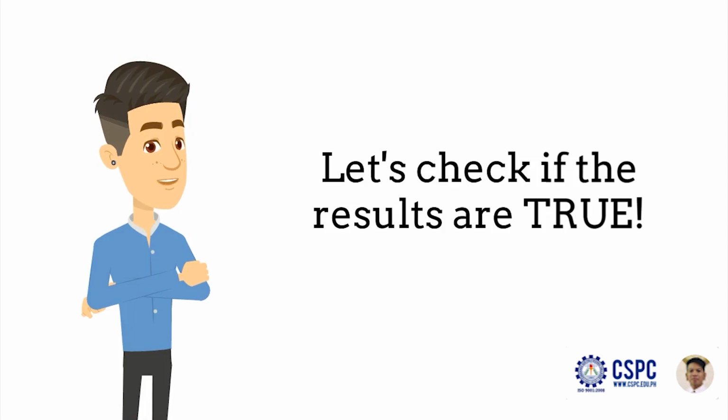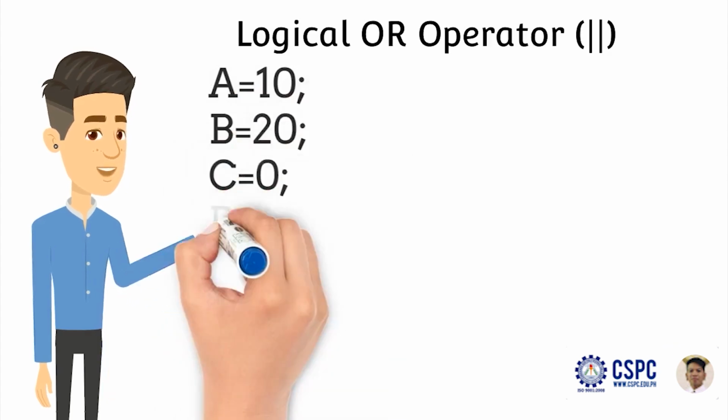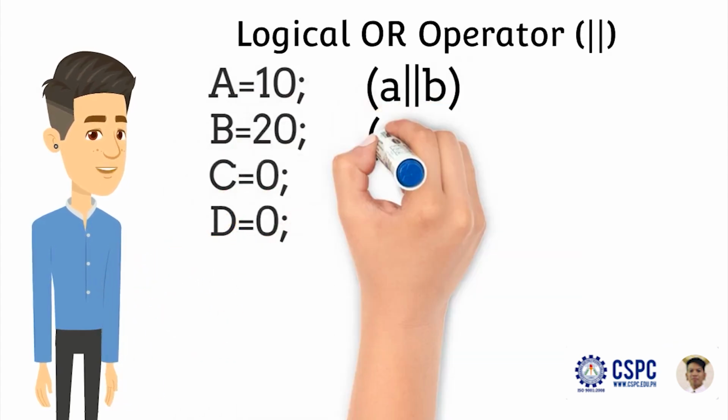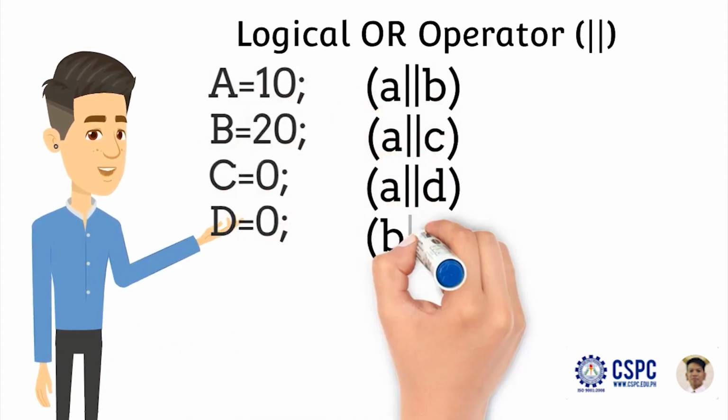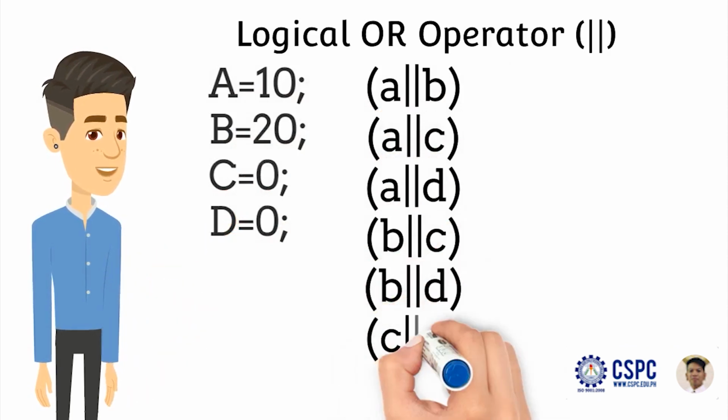Let's check if the end results will be true. Given the values of each variable, A is 10, B is 20, C and D is 0.